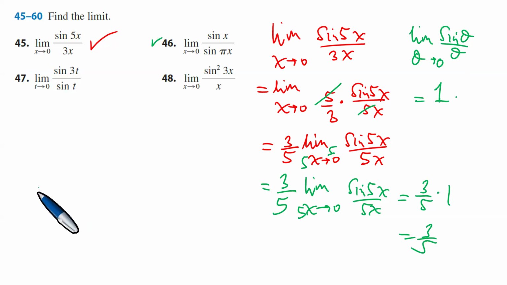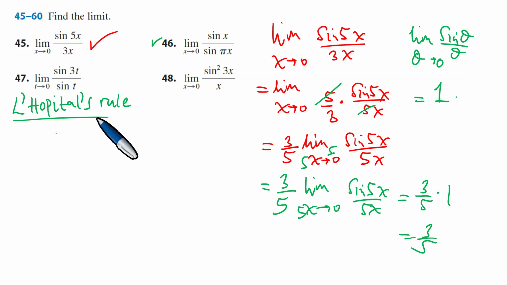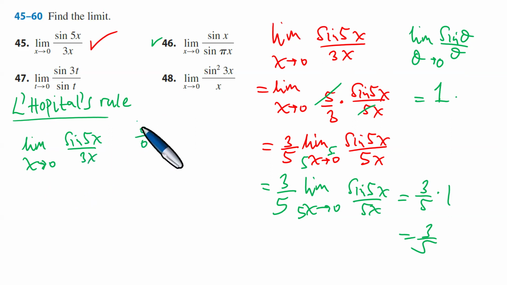First things first, have you ever learned L'Hopital's rule? Yes, I have learned L'Hopital's rule. Okay. Using L'Hopital's rule, obviously you have the limit as x approaches 0 of the sine of 5x over 3x. It is 0 over 0.